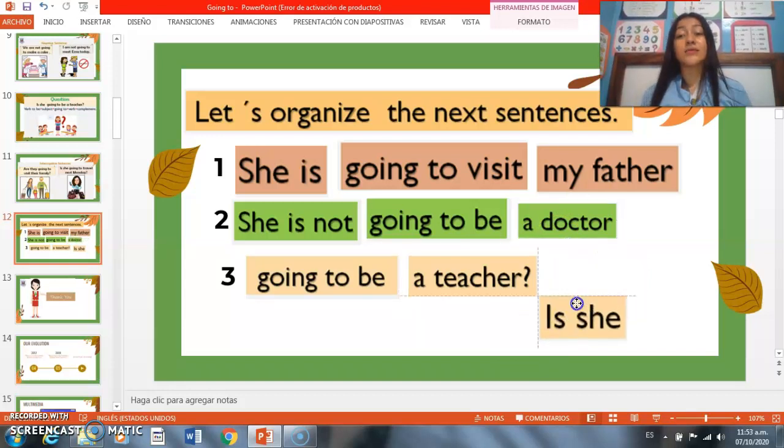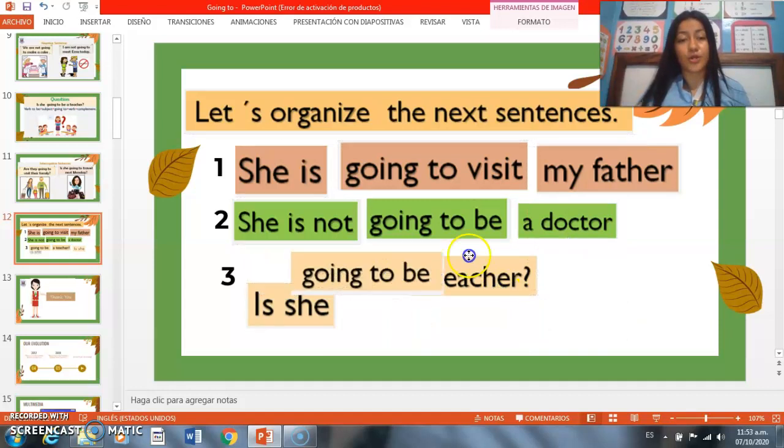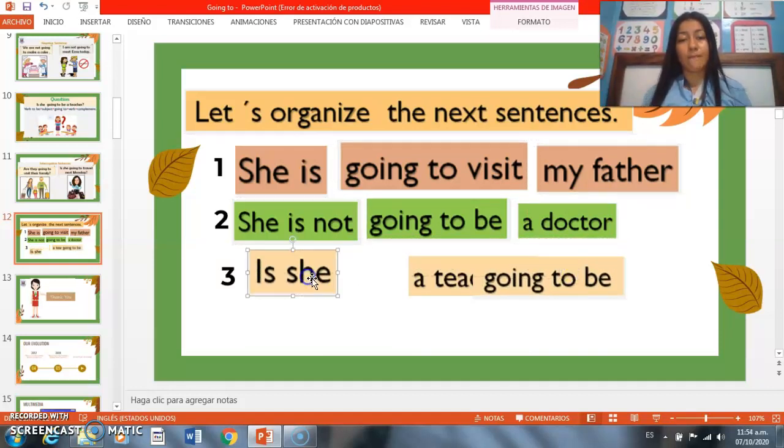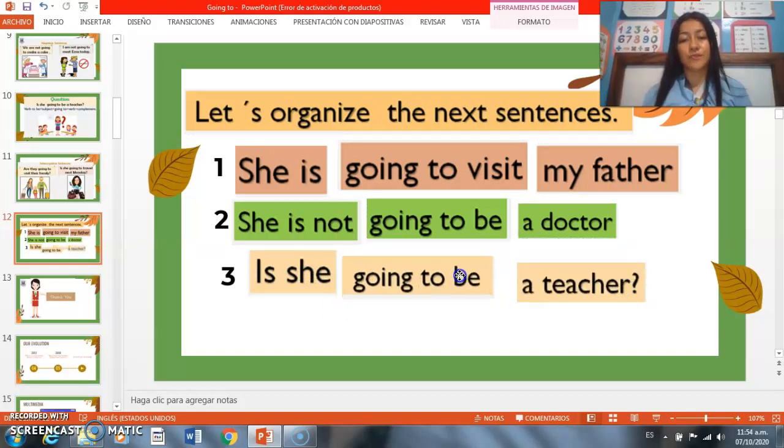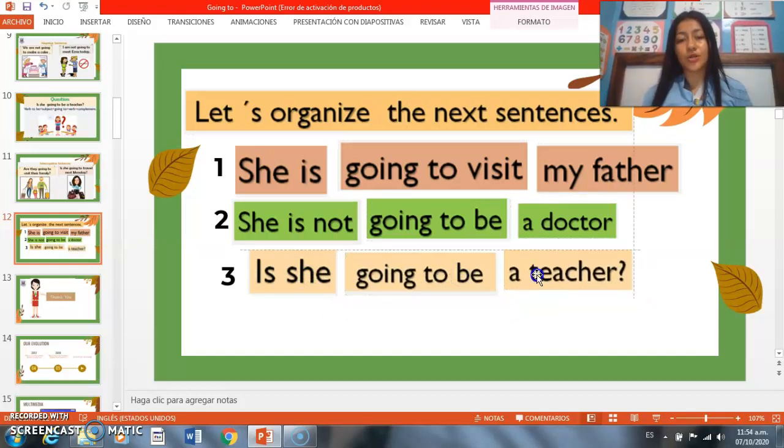Here, is she is the first part. Is she going to be a teacher? Yes, or maybe not. We don't know. It's a question. This one is affirmative, negative, and interrogative. Affirmative sentence, negative sentence, interrogative sentence.